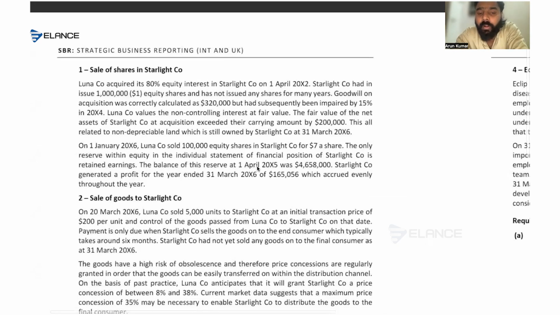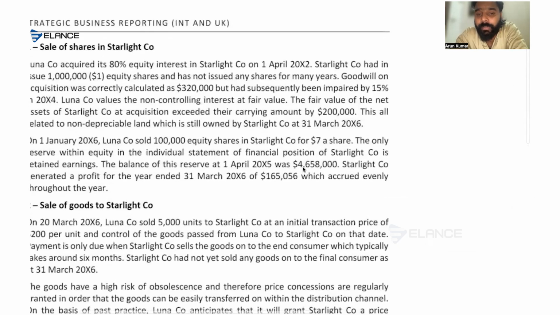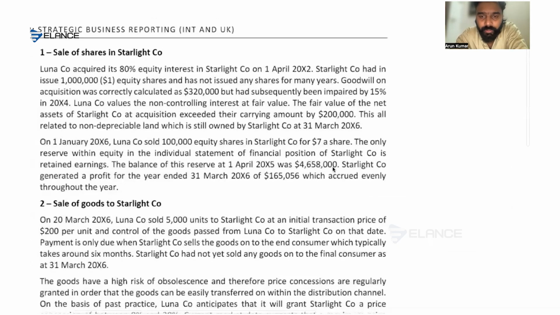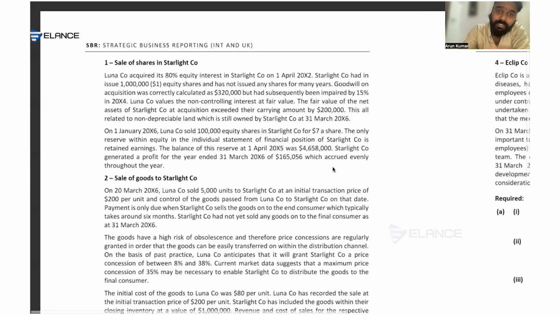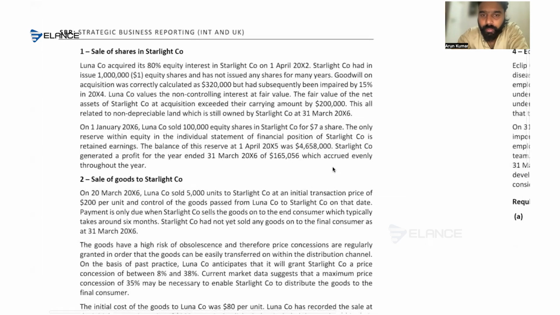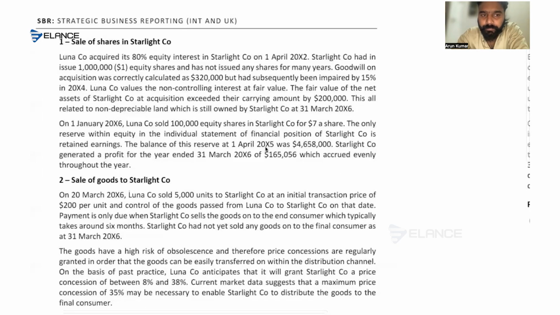So they said that on 1st April 20x5, the value of net asset is 4,658,000. So we are disposing it on 1st January. So how many months' profit needs to be added to this figure? From 1st April to 1st January 20x6, we need to know the profit of April, May, June, July, August, September, October, November, and December. So we need to know the 9 months' profit. How will you know the 9 months' profit?